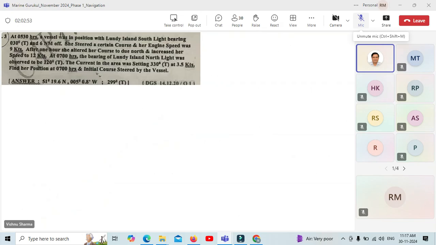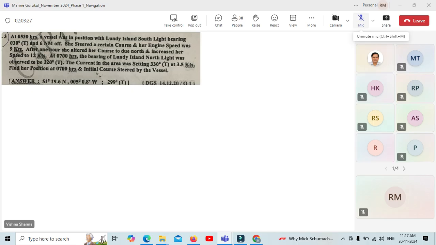Guys, what does this question read? This is again a doubt question. At 5:30 hours, a vessel is in position bearing 36 miles. She steered a certain course. Okay, I know what it is. Guys, in this question also, the question is badly made. If you take the current into account, the vessel is on the light. So that means he wants you to solve it without the current.